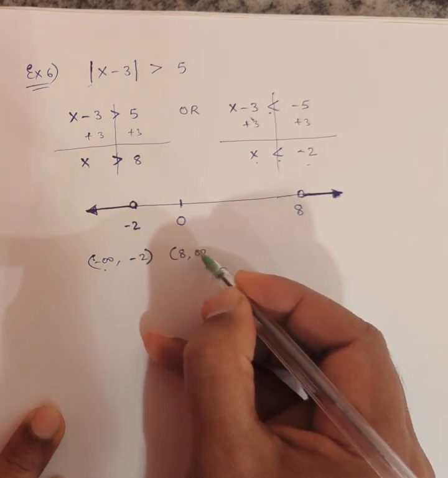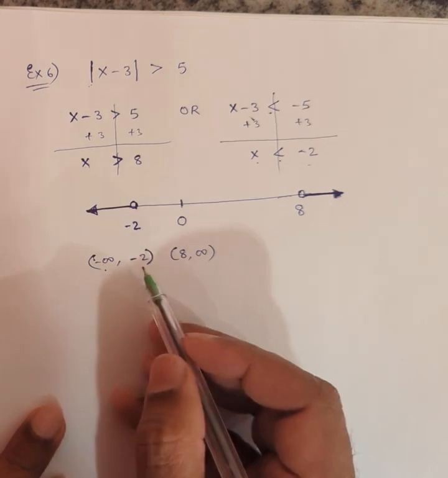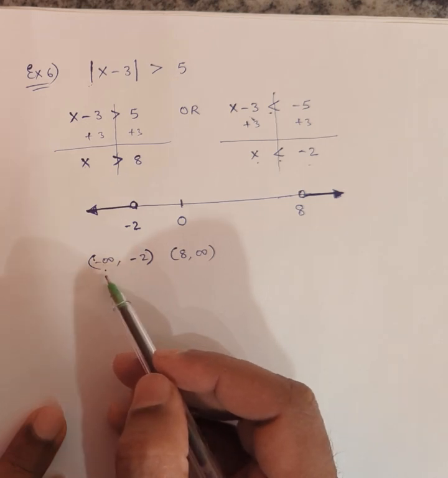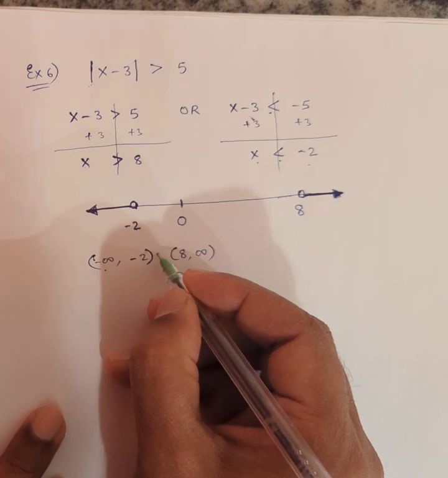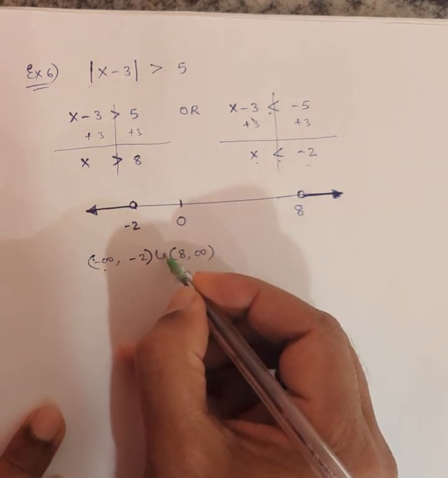Usually students don't make a mistake there, but I've seen several times that students write this interval incorrectly. They would write negative 2 first and then negative infinity. But remember, you always want to have negative infinity first.